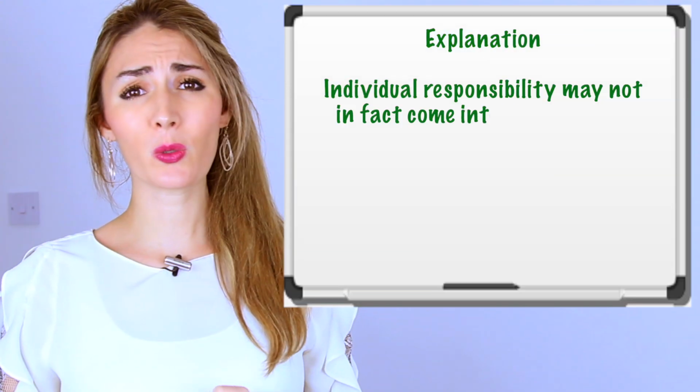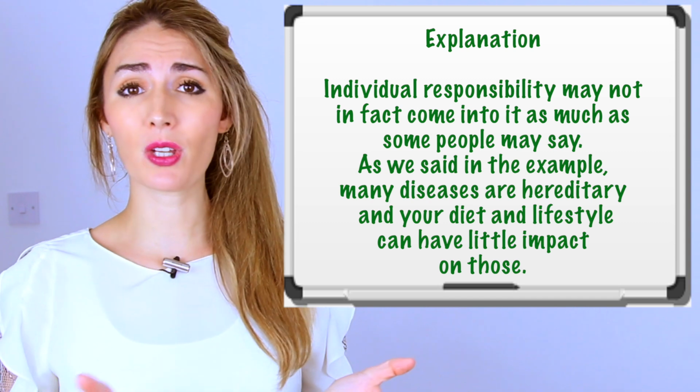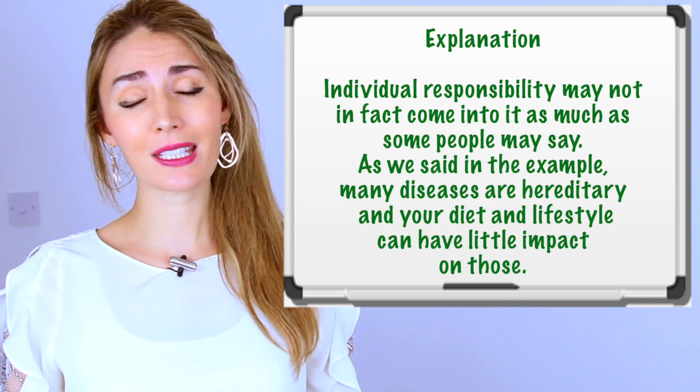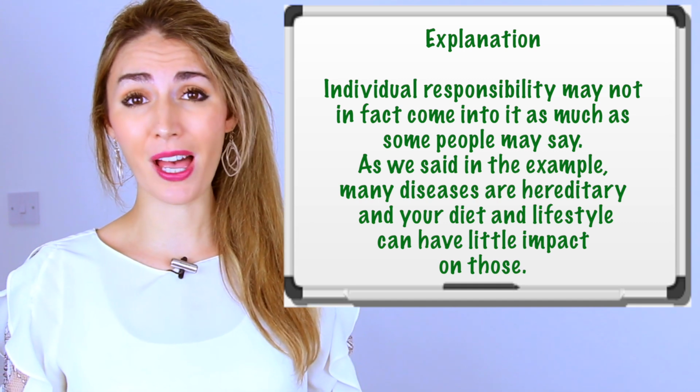Your explanation here could be, individual responsibility doesn't in fact come into it as much as some people may say. As we said in the example, many diseases are hereditary and your diet and lifestyle can have little impact on those. Of course, you may want to include another example in that paragraph of another hereditary illness, and you may want to expand the point a bit more depending on how many words you have to write for your answer.